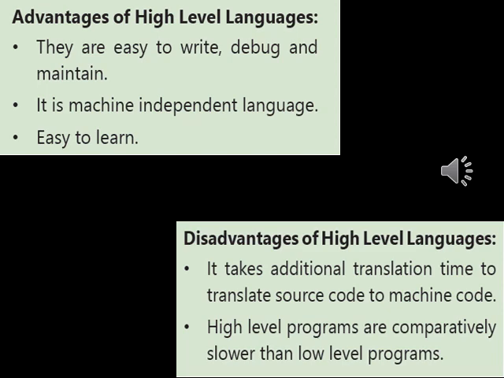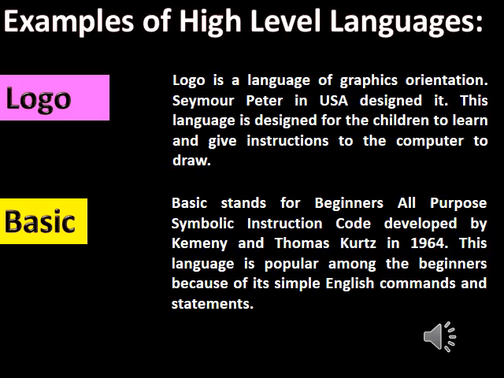Now disadvantages: it takes additional translation time to translate the source code into machine code, and another one is high level programs are comparatively slower than the low level programs. Here are some examples of high level languages.